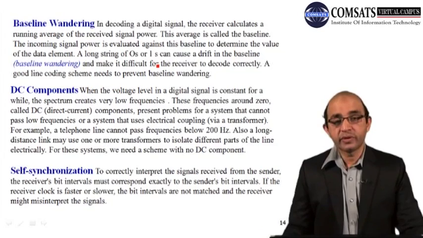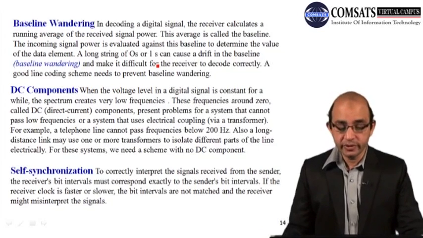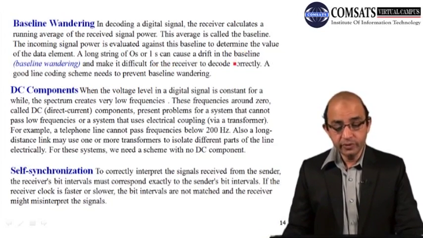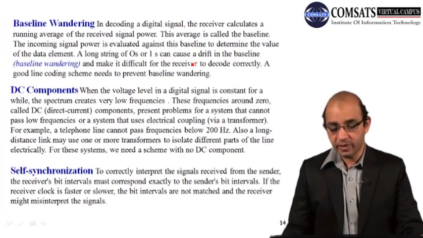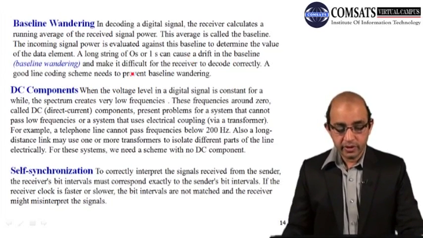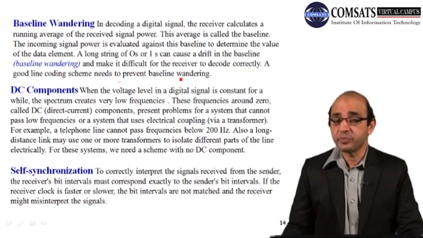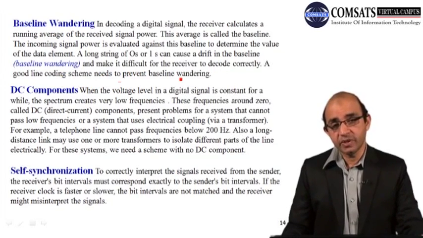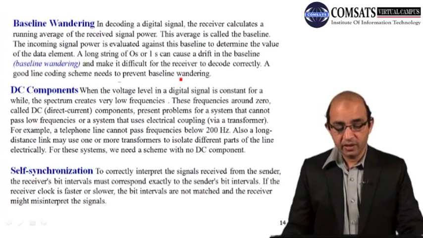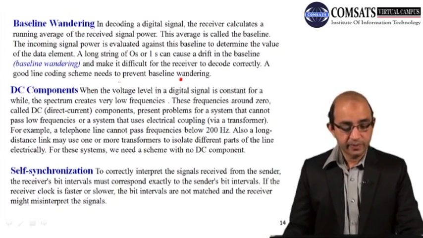So when it has to decode this long string of zeros and long string of ones, there can be a drift in the baseline. So we can have a shift up or maybe a shift down. So the receiver is actually struggling to find out the baseline. A good line encoding scheme needs to prevent baseline drift, so it has to preserve the baseline. There should be synchronization between transmitter and receiver in order to fix the baseline.